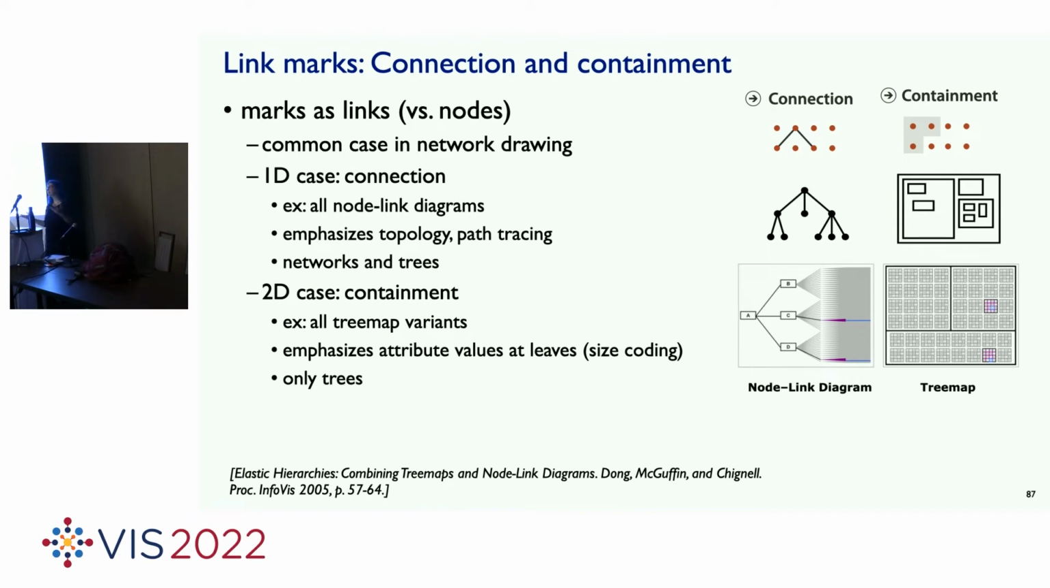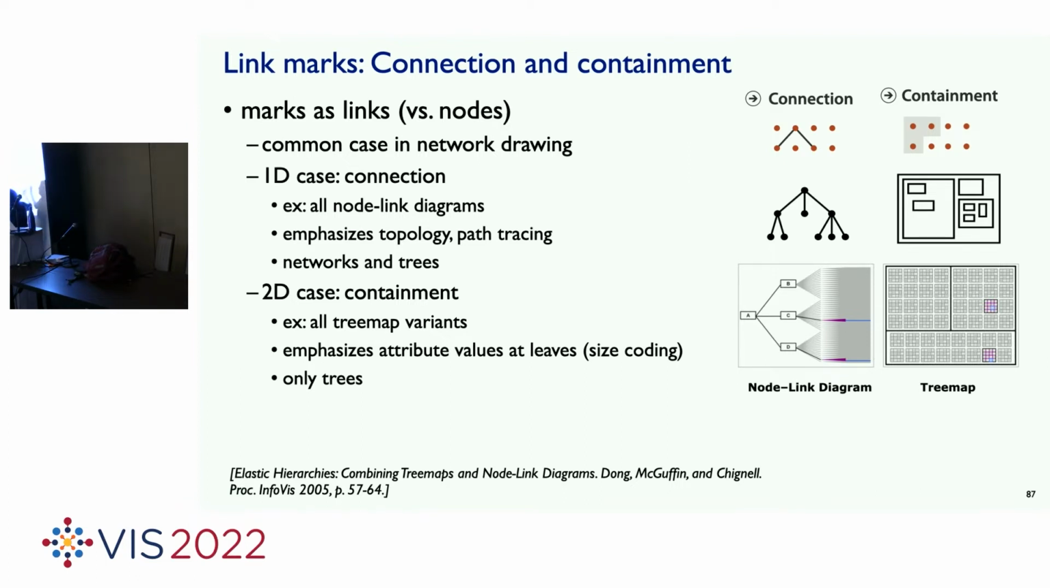So again, we can think, what are the trade-offs between these alternatives? Connection versus containment. In the one-dimensional case of connection, all the node link diagrams are using connection. It's great if you care about topology and path tracing. Using containment is typically only done for trees rather than for networks, because that hierarchical structure of one parent per child is something you only have a guarantee of with tree data sets. And you can see just from these simple versions here that they're really emphasizing very different things.